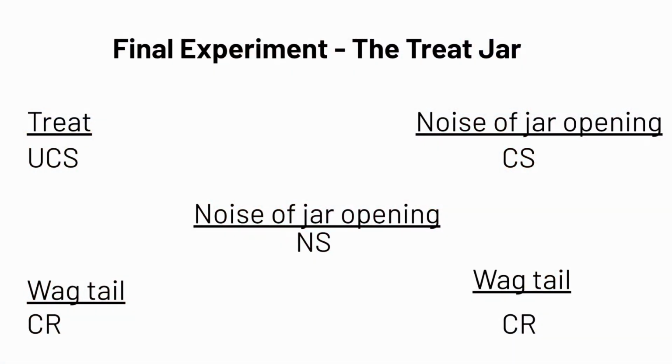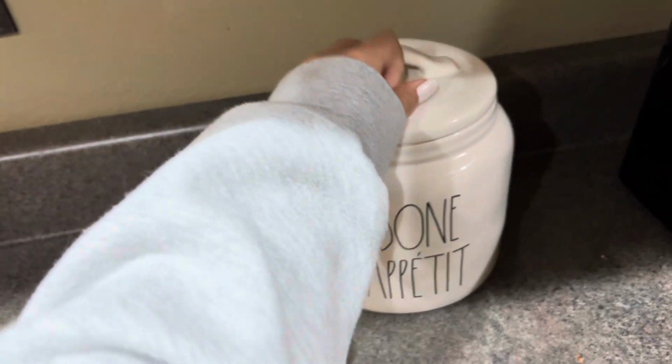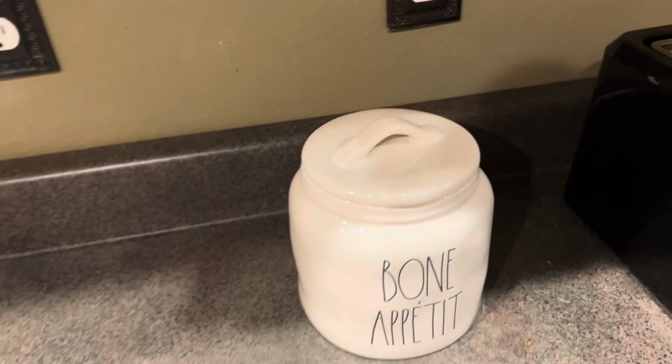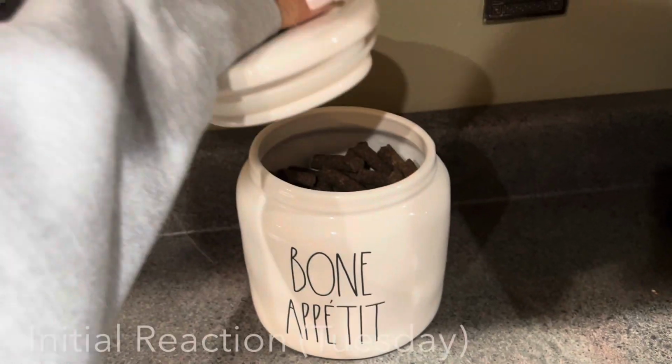Okay, here is the new and improved experiment. I'm going to get him to wag his tail, which is like an instinctual response to feeling happy. I'm going to get him to associate that reaction with opening a treat jar. Basically, we just got this new treat jar and it makes a noise when you open it. And so I'm gonna see how long it takes him to associate that sound with getting a treat.